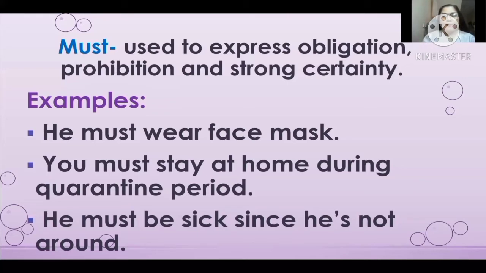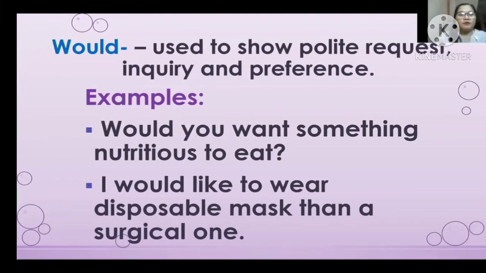Let's have an example. Number 1, he must wear a face mask. So this is your obligation, or the thing that you must do. Second, you must stay at home during the quarantine period. This is also expressing obligation. Then next, he must be sick since he's not around. So these are examples of the use of the modal must. Okay, next. Will.